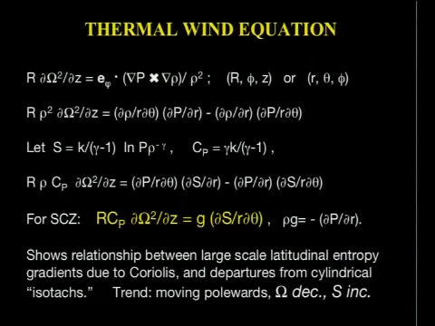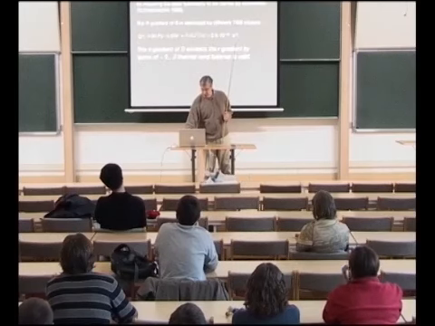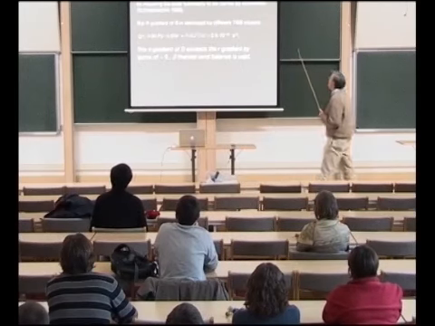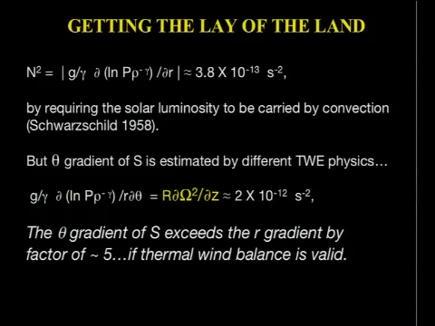So as the entropy increases, if I head in the direction where the entropy is increasing, that corresponds to a decreasing omega squared. The trend is moving polewards. Omega tends to decrease, whereas the entropy tends to increase. And that's also reflected in the thermal wind equation.